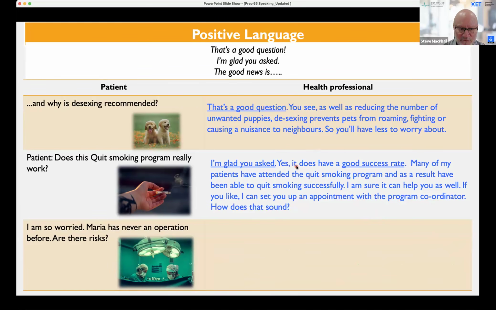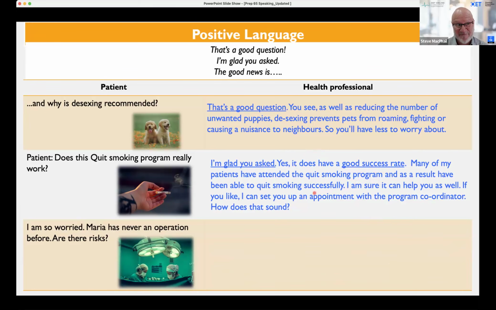Now that's very proactive and a good statement. First of all, we're being positive, that was a very valid question. Then we're reassuring it does work, it has a good success rate. Drawing on past experiences with patients is a good way to reassure. Remember, you're acting here, right? You're acting as a health professional, right?